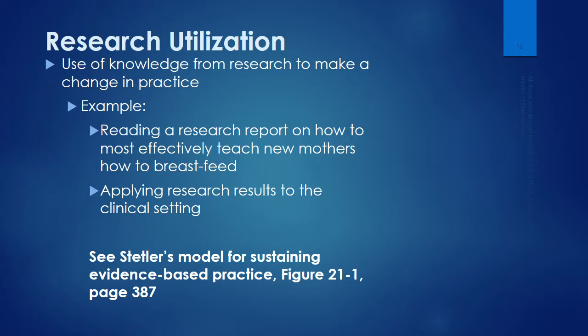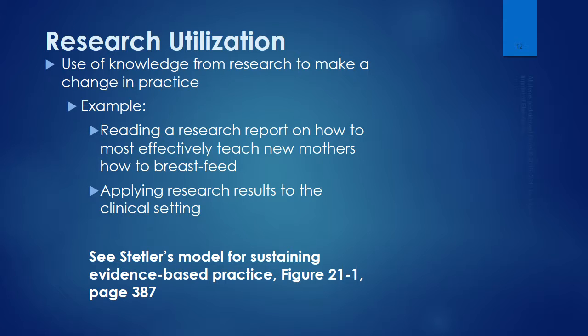Research utilization involves reading the research and then examining it for its applicability to practice. The nurse would use the knowledge from the research to make a change in practice. An example would be reading a research report on how to most effectively teach new mothers how to breastfeed, and then applying that research result to the clinical setting.